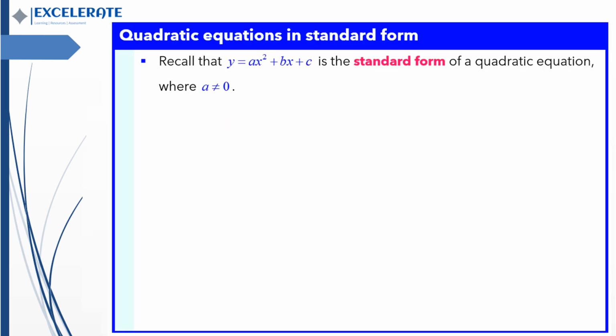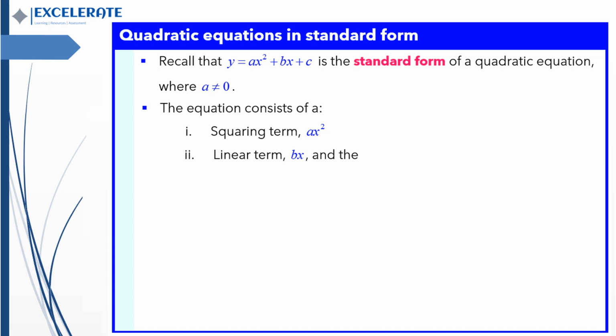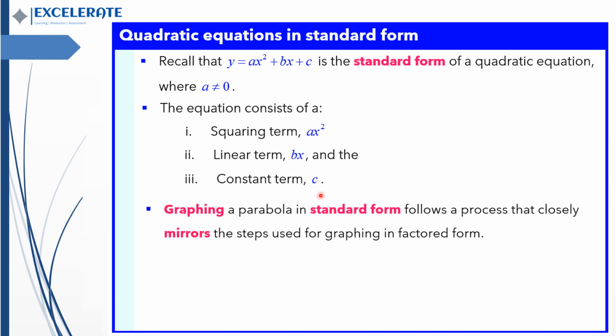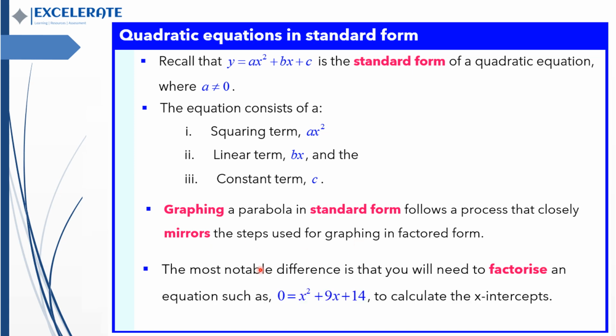Recall that ax squared plus bx plus c is the standard form of a quadratic equation. The equation consists of a squaring term, ax squared, a linear term, bx, and the constant term c. Graphing a parabola in standard form follows a process that closely mirrors the steps used for graphing in factored form. The most notable difference is that if you have equations in standard form such as this one, you'll need to factorize first to calculate the x-intercepts.